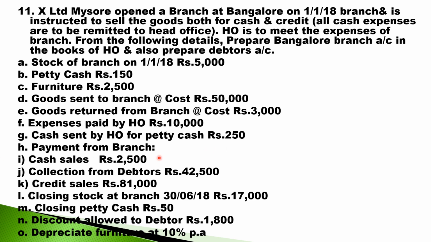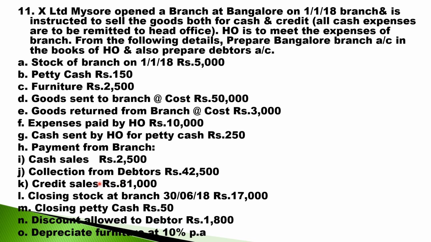So head office will have sent money for petty cash 250 and other expenses 10,000. So total cash received by the branch 10,250. Payment from the branch. So we have cash sales, credit side. Collection from debtors, credit side.